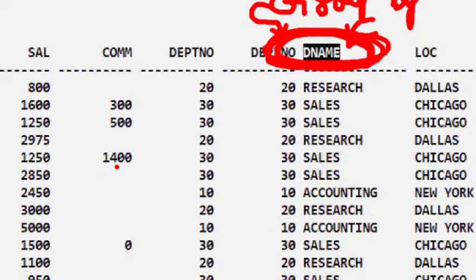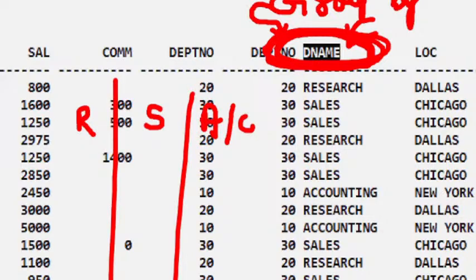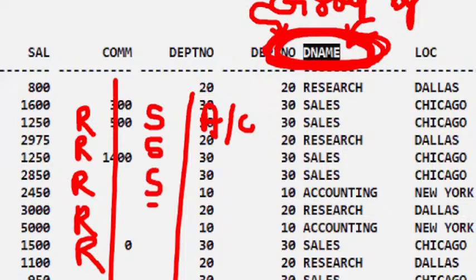How many groups? 3 groups. What are they? First one, research. Second one, sales. Third one, accounting. 3 groups are forming. Yes or no? Now, how many research people? 5. So research, 5. How many in sales? 6. 2, 3, 4, 5, 6. How many accounting people? 3 people.